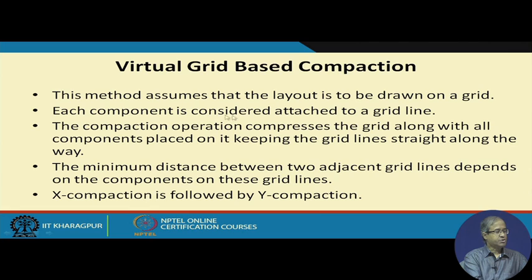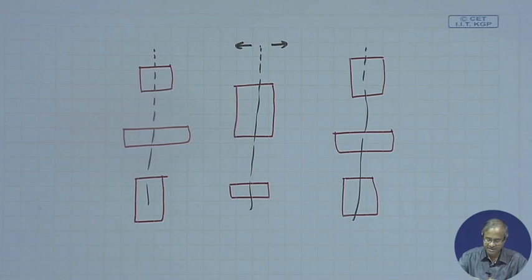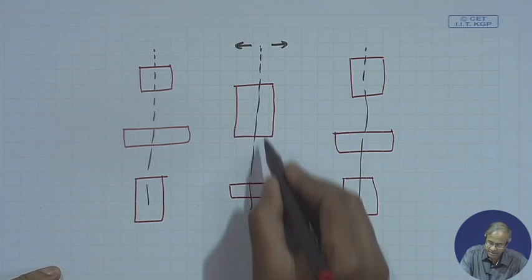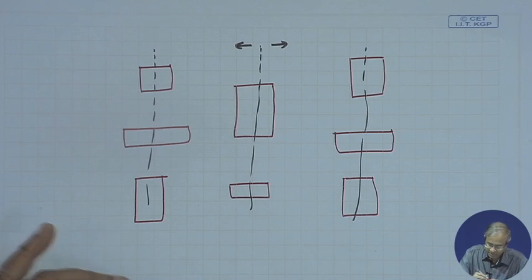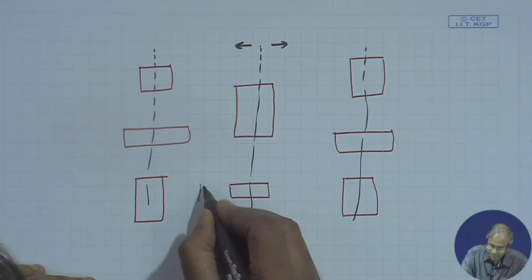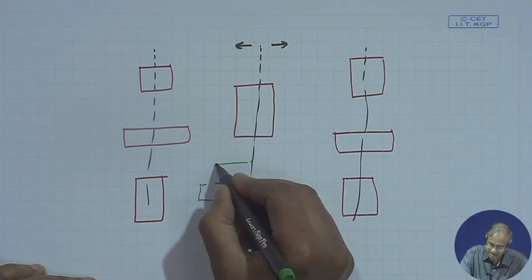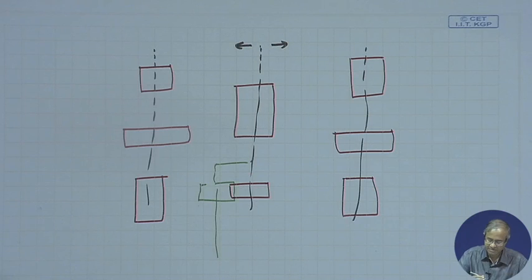So, here each component is considered attached to a grid line. The compaction process compresses the grid along with all components placed on it. So, they all move together, keeping the grid line straight. We do not make the grid line crooked. We will see a version later where you can do it. Grid line crooked means, let us say for this grid, I do not move this, but I move this one a little left, let us say here. So, now my grid line becomes zigzag. This is not allowed in this method.